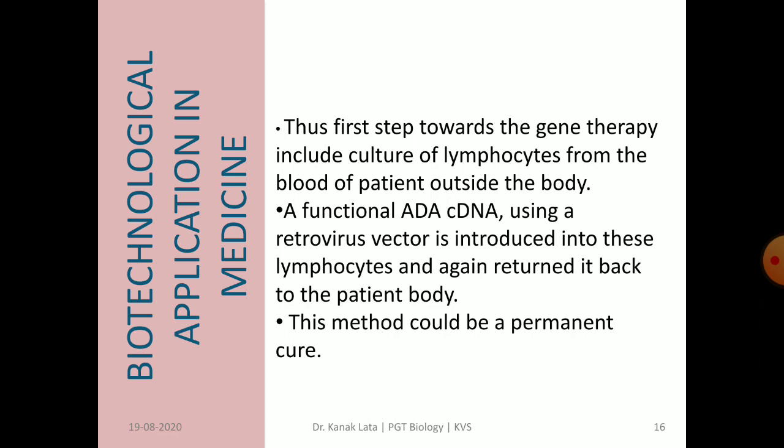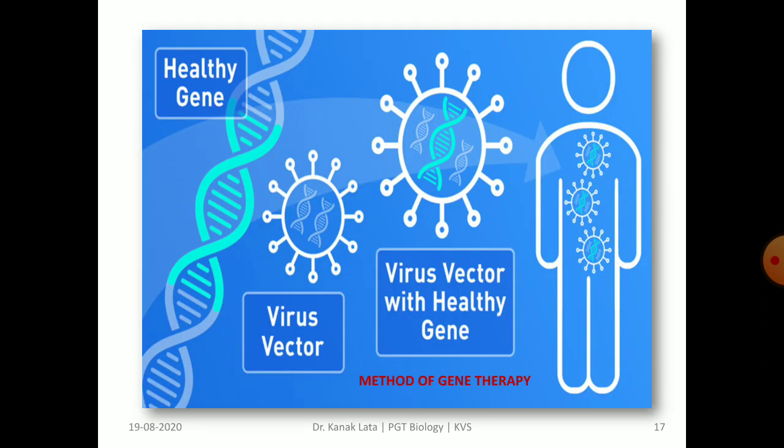So in gene therapy, the first step is culture of lymphocytes from the blood of the patient outside the body. Then a functional ADA, that is cDNA, is introduced into these lymphocytes by using a retrovirus vector. And again it is returned back into the patient's body. So this will be the permanent method or permanent cure. Here you may observe the method of gene therapy.